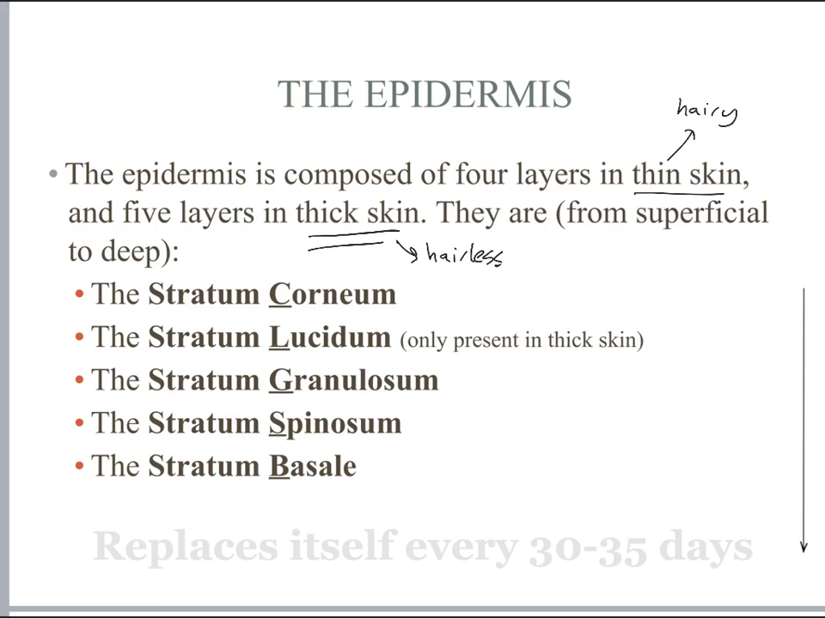Now here's our layers. First we have the stratum corneum. And again, corneum means corny or horny. When you think about what animal has a horn, like a rhinoceros, and what is that horn made out of, it is going to be keratin. So we're working from top to bottom, superficial to deep.